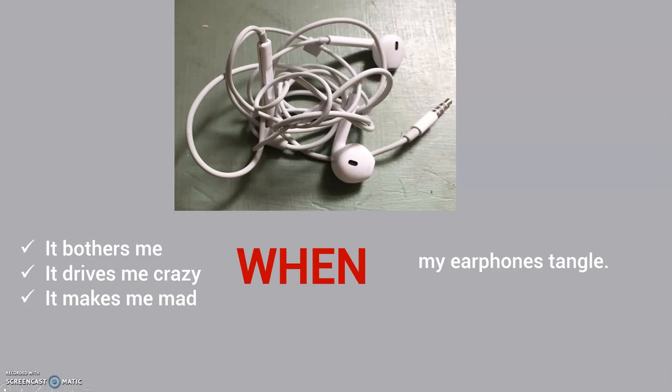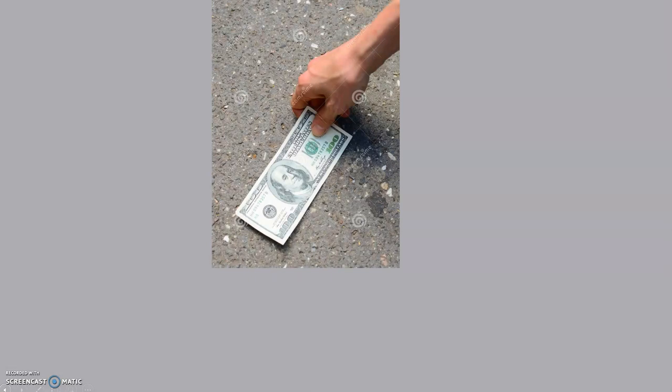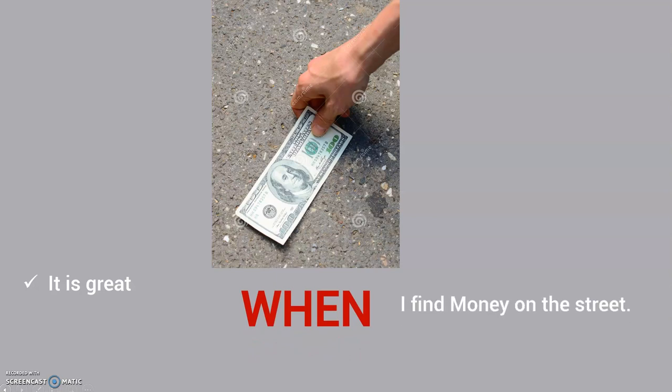But it doesn't have to be something negative all the time. It can be also something good. For example, finding money on the street. How do you feel about that? In this case, I think it is great when I find money on the street. Same structure. It is the subject. Finding money on the street is the situation. I can also say, it makes me happy when I find money on the streets. Or, it is good when I find money on the streets.